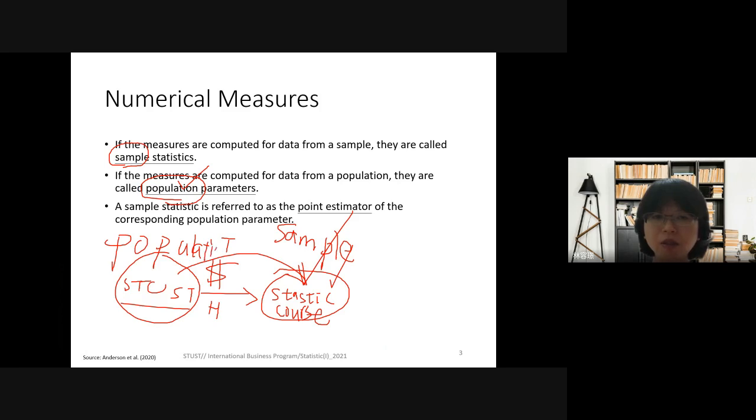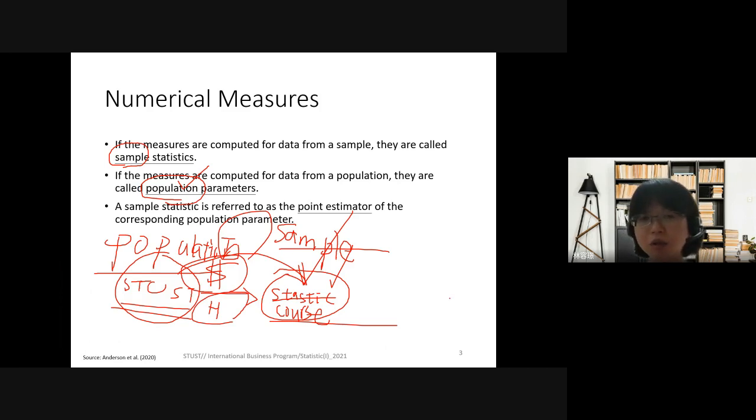Okay, in Mandarin, one is 母体, the students of STUST are called 母体, and the sample in Mandarin is 样本. So the statistics course students are my research sample, because the time, the money, and the human resources are limited, so it's impossible for me to contact each STUST student to do my survey. So I do random selection from the course and choose statistics course students as my sample.